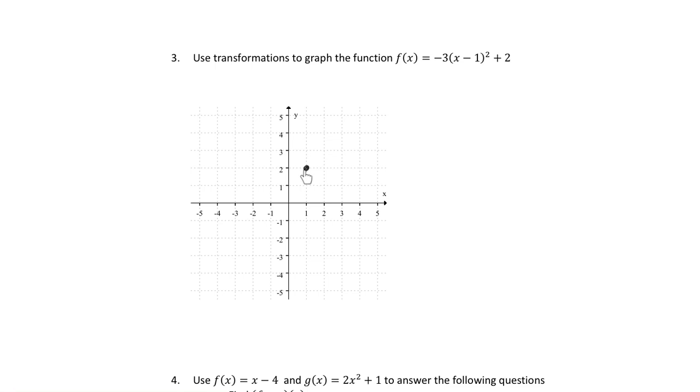So at this point, once you have the vertex, what I recommended is you just plot a few additional points with x values that are near the x value of the vertex. So if the vertex has an x value of 1, I would just plot either 0 or 2 for x. So if x is 0, we have 0 minus 1, which is negative 1. Squared is positive 1. Positive 1 times negative 3 is negative 3. Negative 3 plus 2 is negative 1. So 0, negative 1. And then using symmetry, we can plot a point over there.